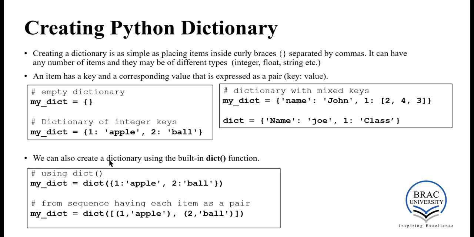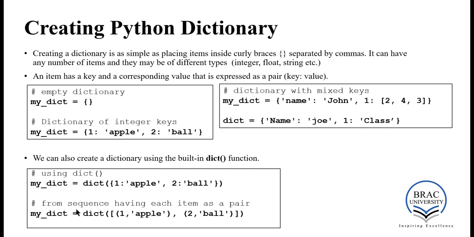We can also create a dictionary using the built-in dict function. So there exists another built-in function which is called the dict function. To call this function, you just need to write first the dictionary name and then dict, the function name, and then parentheses. Parentheses mean you are calling a function, and inside this parameter you just need to give a dictionary as an argument. It will actually create a whole dictionary in your my dictionary variable.